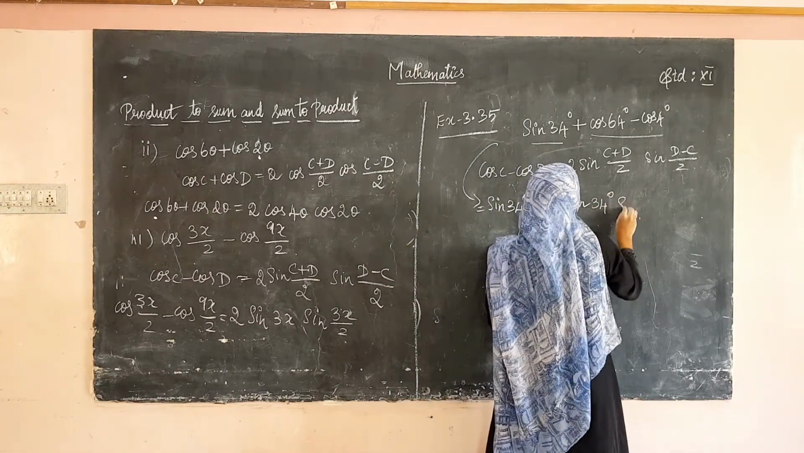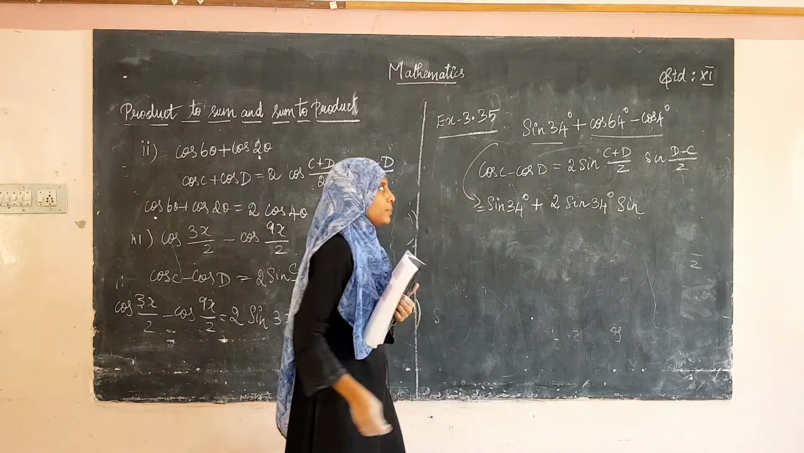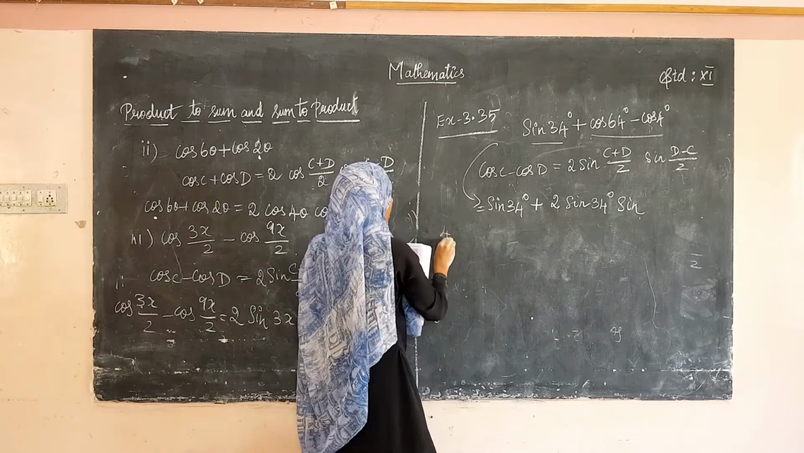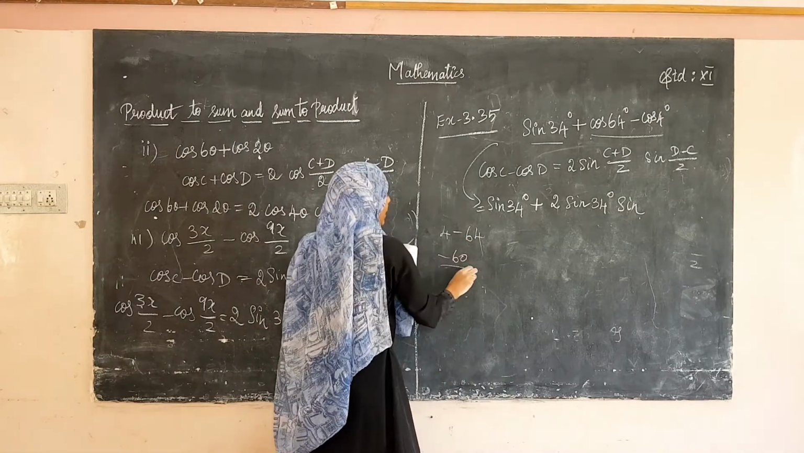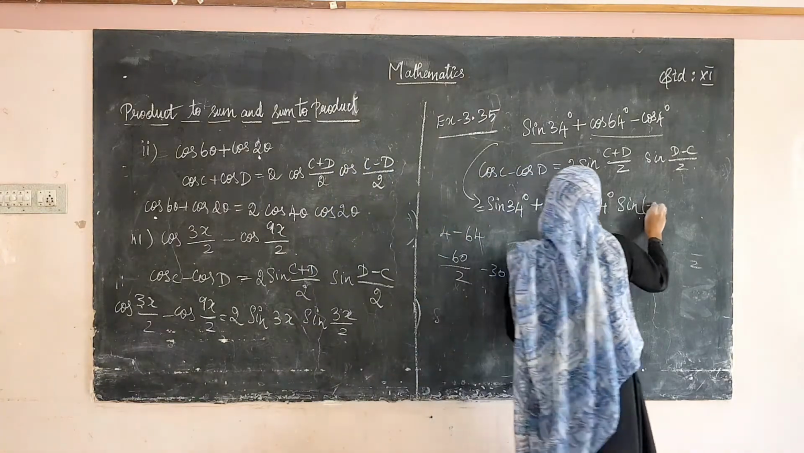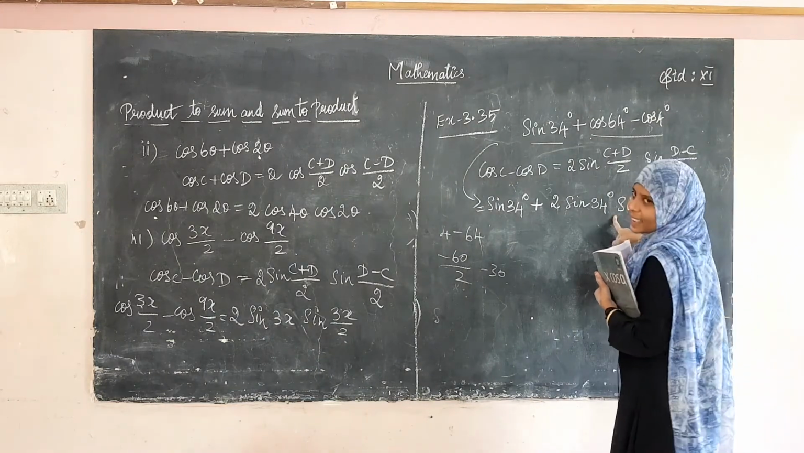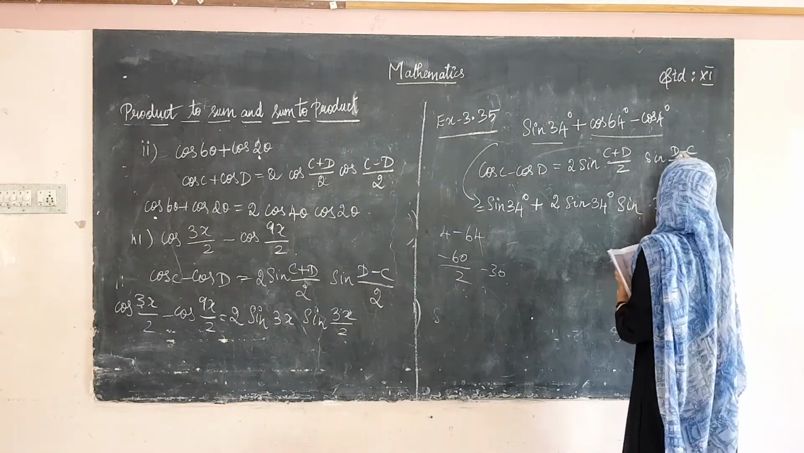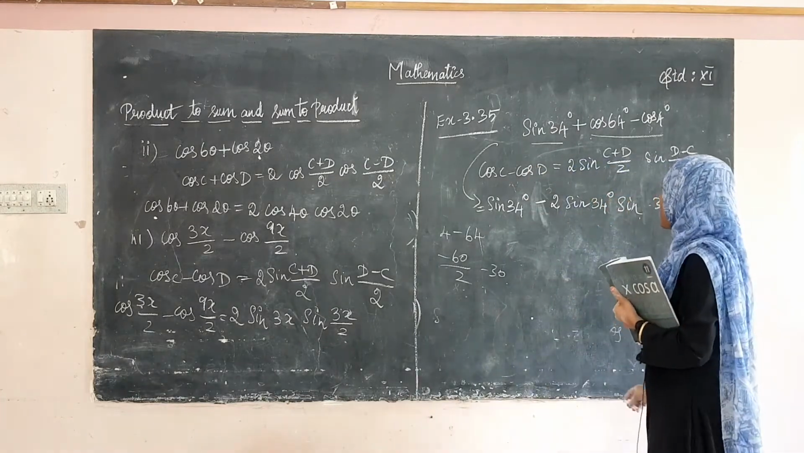34 degree, sin of (D minus C). D is 4 minus 64. Okay, it is minus 60 divided by 2. It is minus 30 degree. Right? So, sin of minus 30 degree. Sin of minus 30 degree means minus sin 30 degree. So, here it becomes minus.